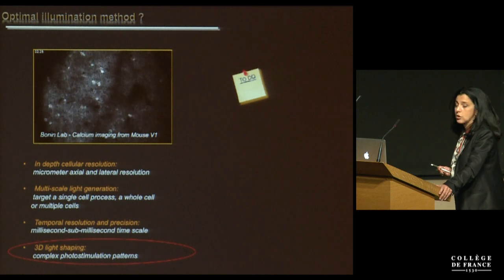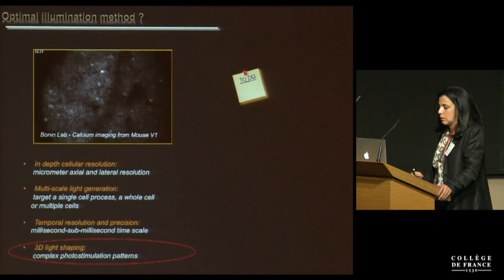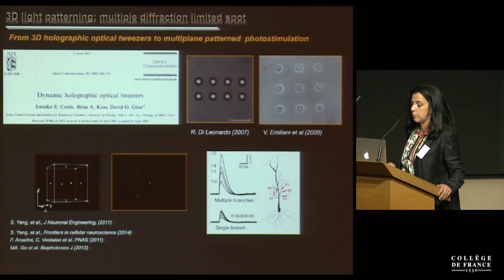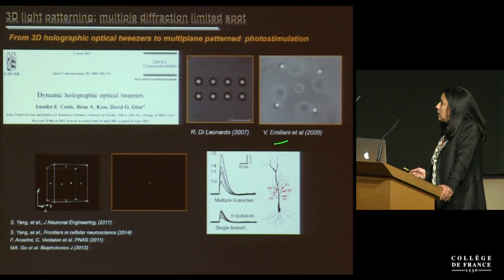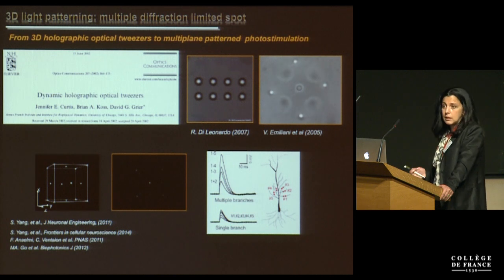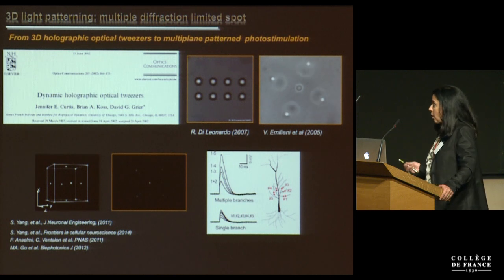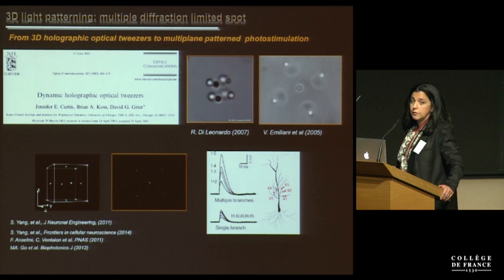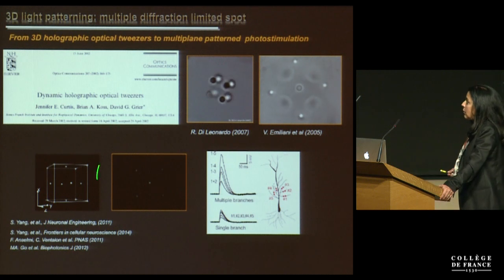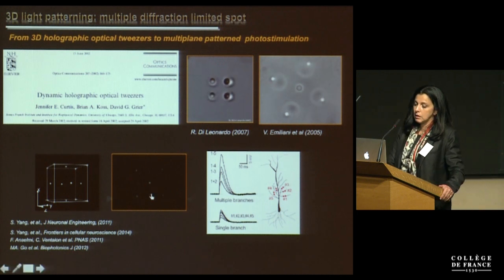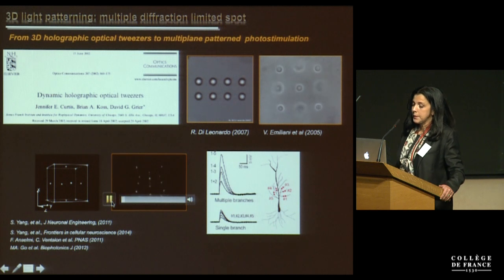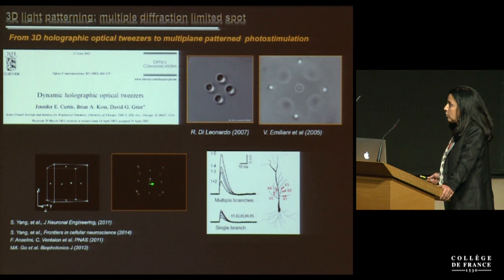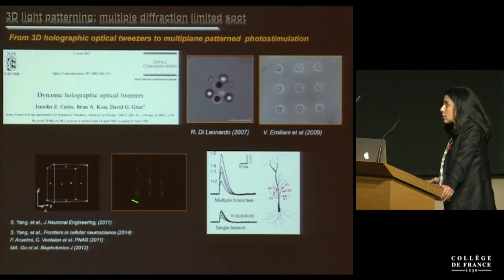So we need to somehow change the algorithm that we want to use. But this algorithm exists, and actually, at the very beginning, it was introduced by the optical tweezers community, who did a long job to develop algorithms that allow the generation of multiple diffraction-limited spots. Years later, we used the same approach to perform three-dimensional multi-spot uncaging. And so it's relatively simple to have algorithms that generate multiple diffraction-limited spots in 3D.